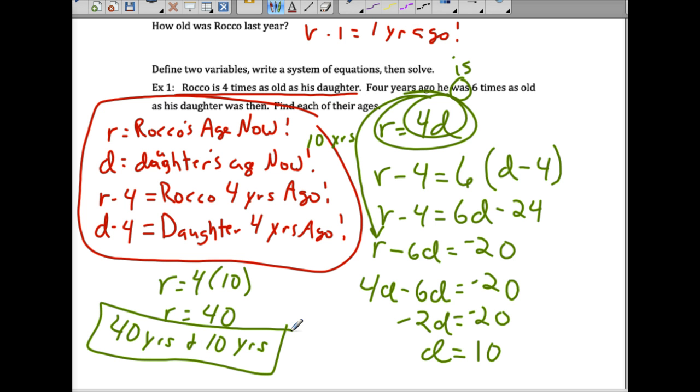Hey, let's see if this works. Hey, there's our answer. We think Rocco's 40, and we think his daughter's 10. Is he four times older? Yeah. Okay. How old were each of them 4 years ago? 36 and 6. So 4 years ago, was he 6 times as old as her? Yes, he was. That's how it checks.